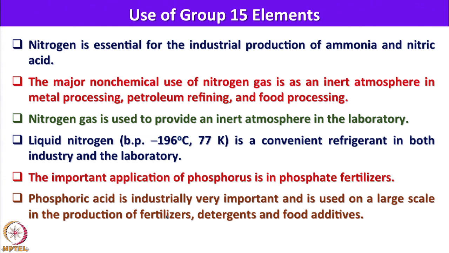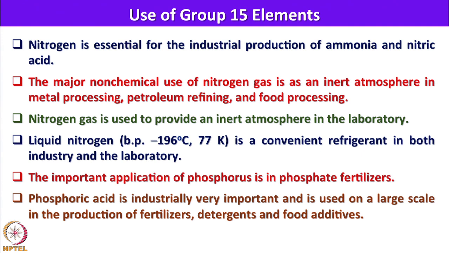Nitrogen is essential for the industrial production of ammonia and nitric acid. The major non-chemical use of nitrogen gas is as an inert atmosphere in metal processing, petroleum refining and food processing. Nitrogen gas is used to provide an inert atmosphere in the laboratory. Liquid nitrogen is a convenient refrigerant in both industry and in the laboratory, with boiling point -196 degrees centigrade.